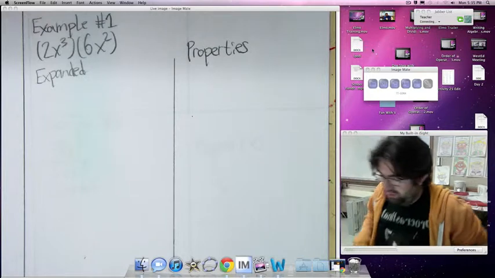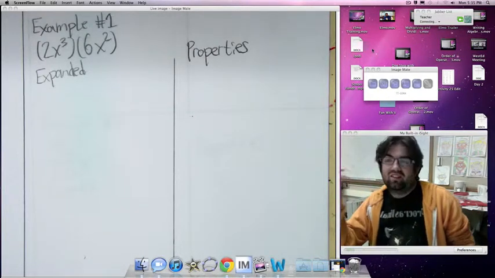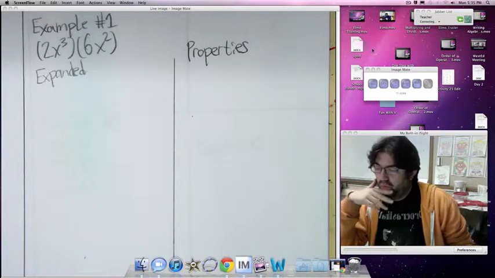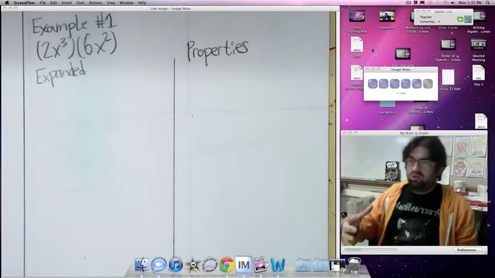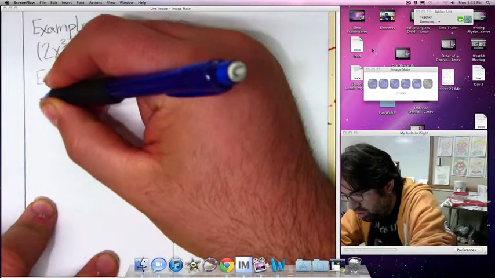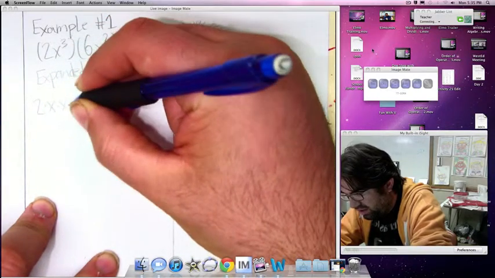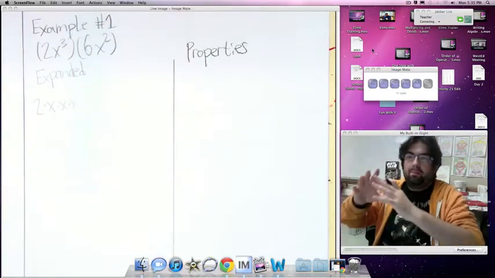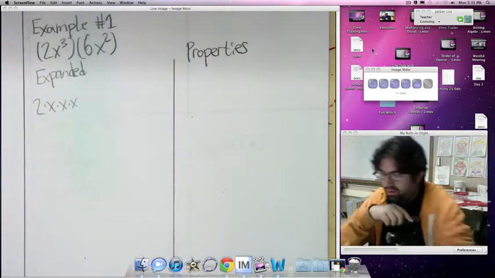So, my first example is this. I have 2x to the 3rd power times 6x squared. Well, expanded notation for me makes the most sense to show first. So I'm going to do this. 2x to the 3rd really means 2 times x times x times x. So I'm pulling it apart. I'm expanding 2x to the 3rd out.